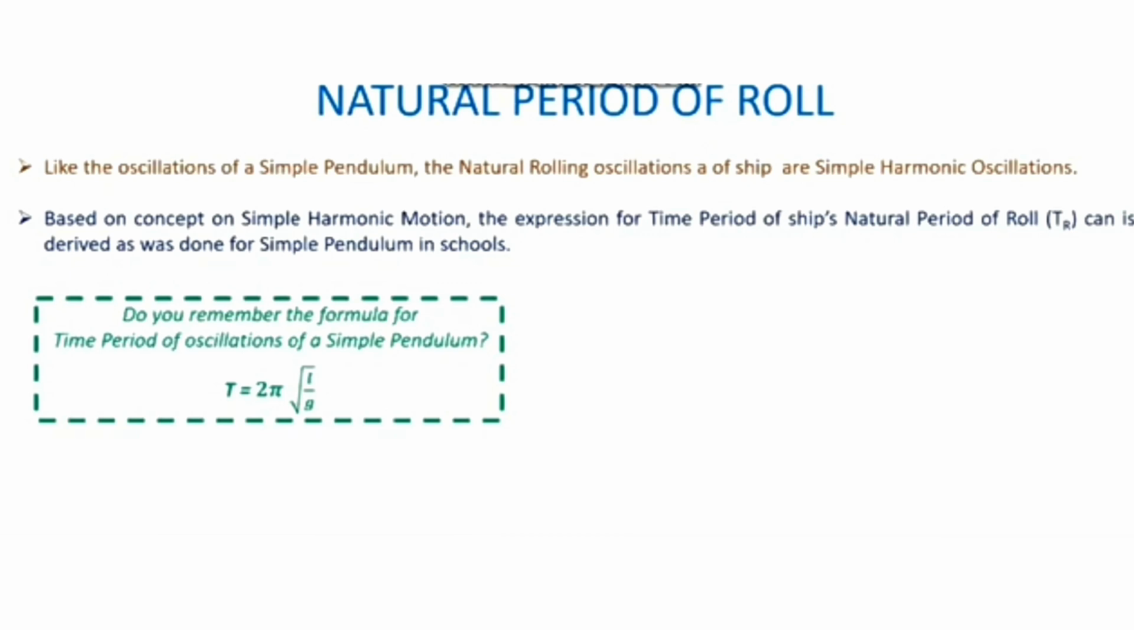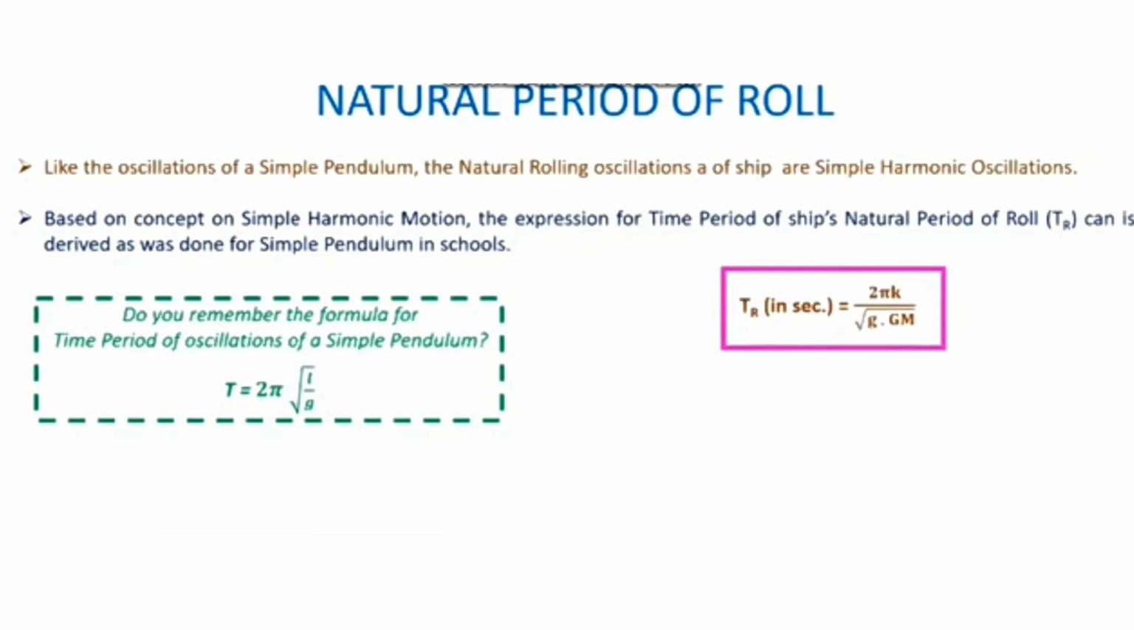Correct? Exactly on similar lines, following the principle of harmonic oscillations, the time period formula has been derived for a vessel. And the period of roll or time period of a roll for a ship in seconds is given by this formula. This is what you need to remember, beta. TR in seconds, time period of roll in seconds. This natural roll we are talking about is 2π K upon square root of GM.